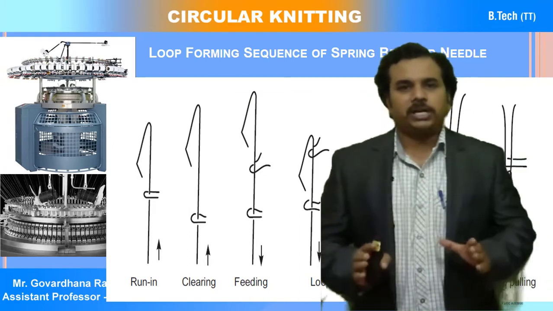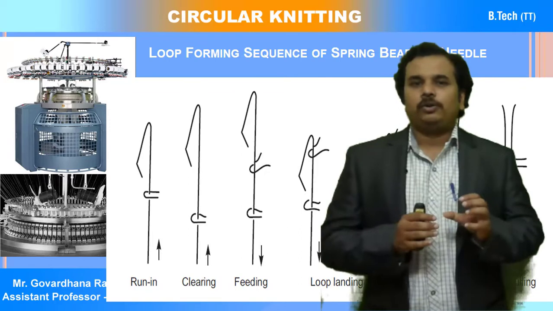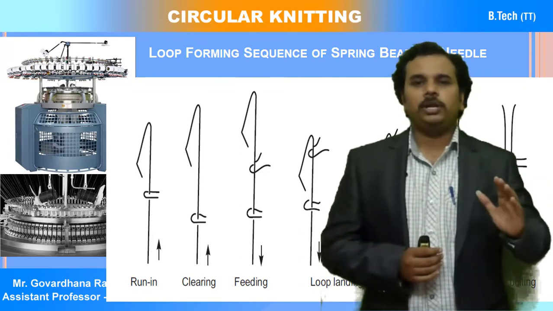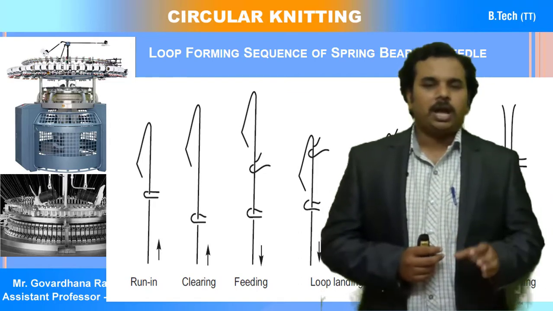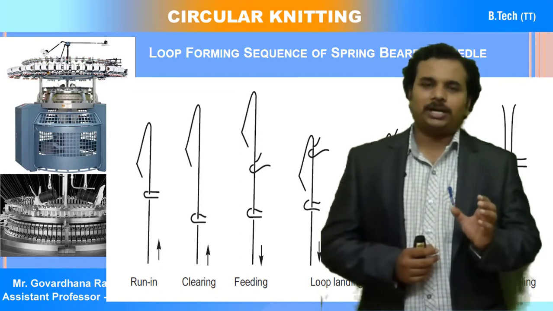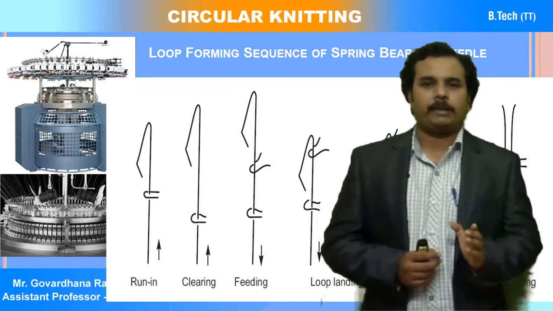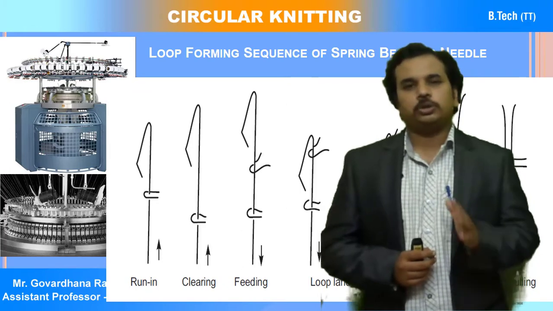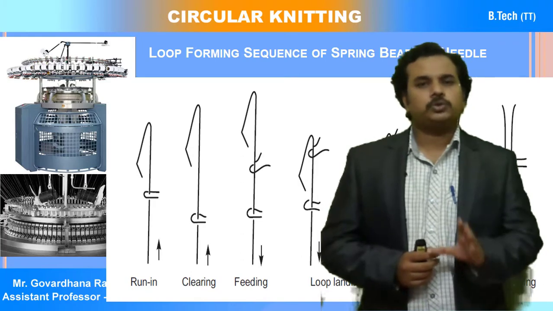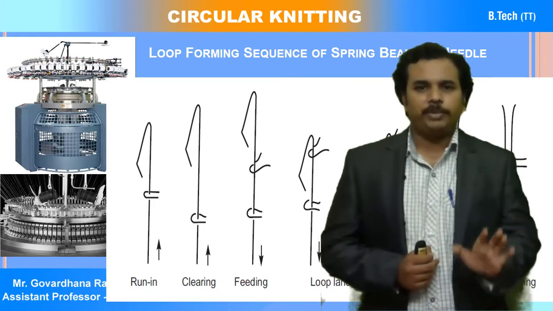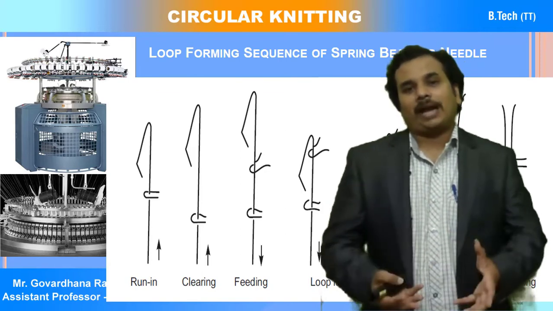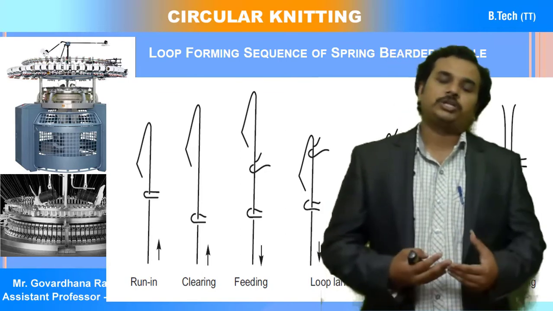So don't forget, the basic loop formation sequence is: the needle has to rise up, the new yarn needs to be fed, and we need to close the hook part so that the newly fed yarn is going to be trapped. After that, loop pulling. So these are the basic points you need to remember. In any kind of needle, these are the basic steps.